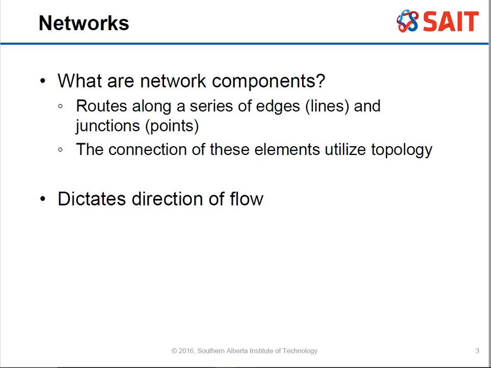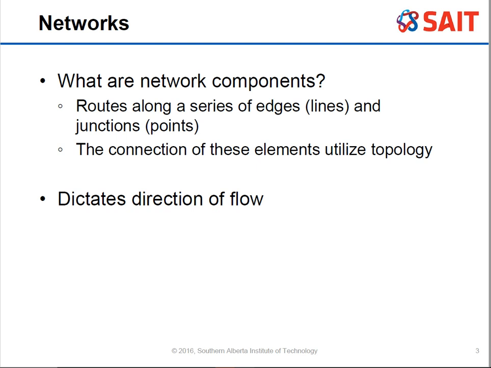So what is a network? Well, a network is a connection of data that comes together and is linked together in some form. In GIS, there are specific network components that you need in order to create a network. The first thing we need is a route that has a series of lines and points, which are, as it says, a series of edges and junctions. So we need that to start with. We also need to define how these elements connect, and therefore it uses topology.